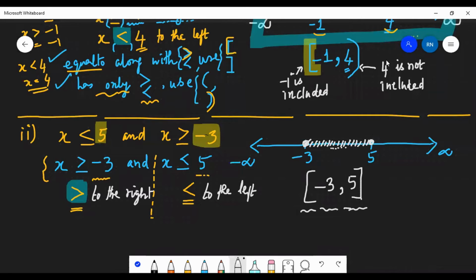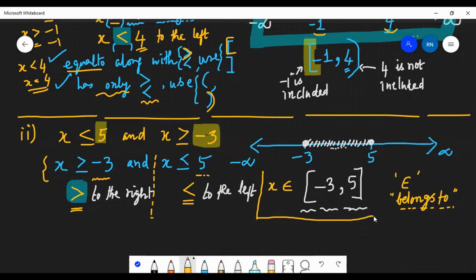Now let me make a small addition here. How will I know this is the solution for x? So you can present the answer as x belongs to. Learn how to use this symbol, belongs to. The symbol I told you is read as the belongs to symbol. So the English meaning is belongs to. So x, the solution, x belongs to -3 to 5. So that's the understanding.